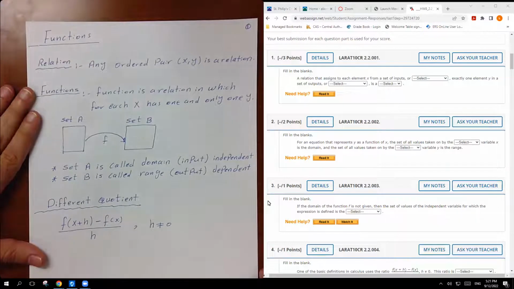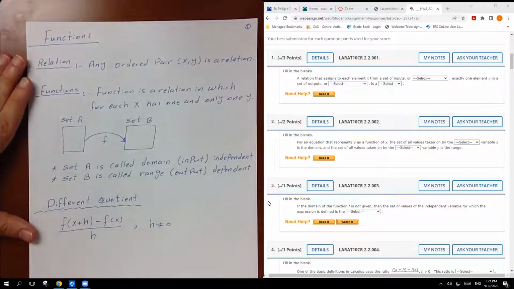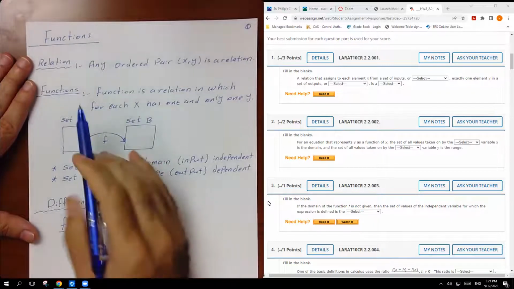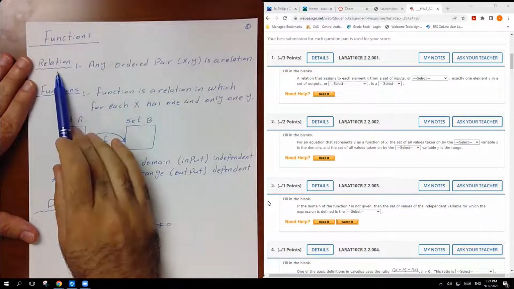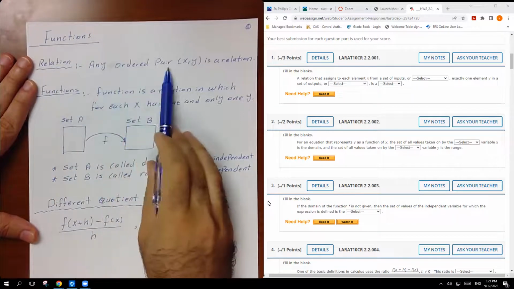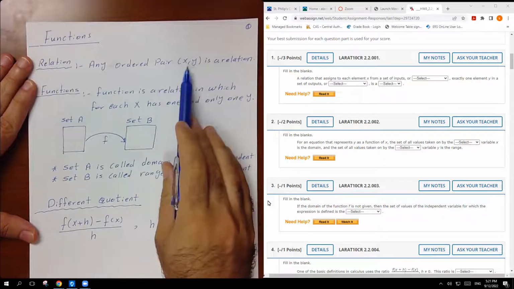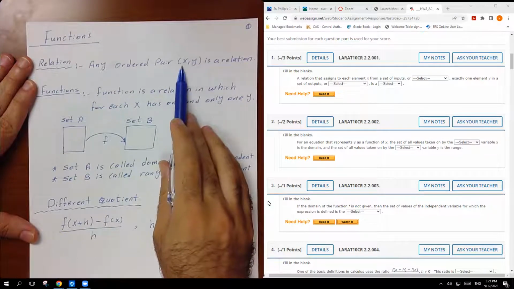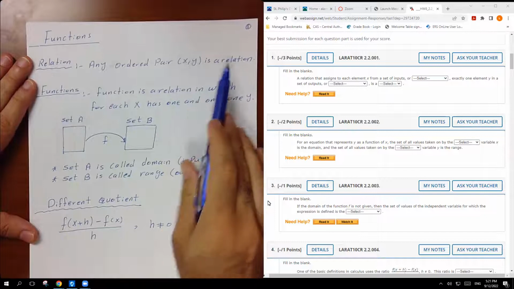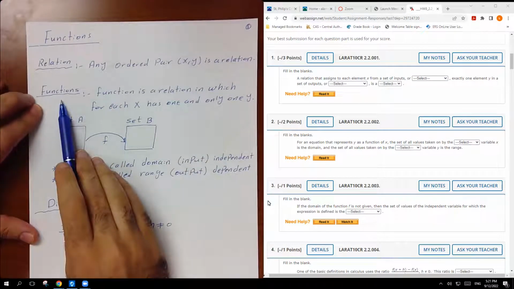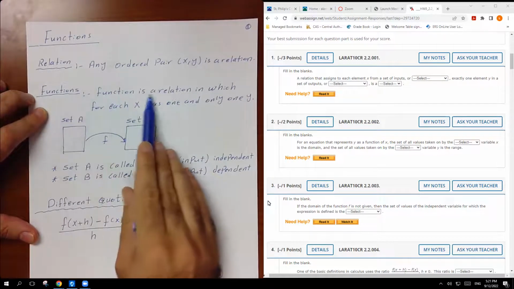So let's start with section 2.2, the functions. First of all, we're going to start with the relation. A relation is any ordered pair with x, y. Any point with x and y is a relation. The second part is the function. A function is a relation.